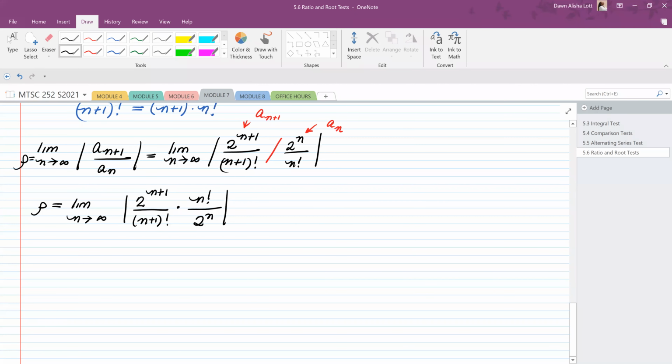Okay, so this is always really a very nice problem when you're looking at factorials, because now I have the absolute value of 2 to the n plus 1 over 2 to the n, and then n factorial over n plus 1 factorial. Oh, I forgot my limit.